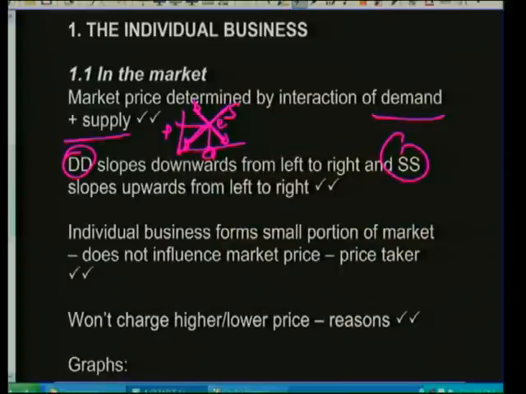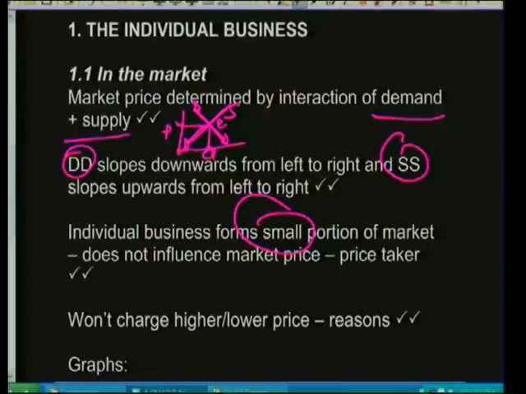Exactly the opposite happens with supply. As a producer, if you see the opportunity to make more money, you are going to be willing to supply more. Therefore, we say that at a high price, more will be supplied, and at a low price, less will be supplied. Individual businesses form a small portion of the market. So as the owner of this business, you have such a small impact on the market that it doesn't even make a difference. So a small portion of the market, and it does not influence the market price.